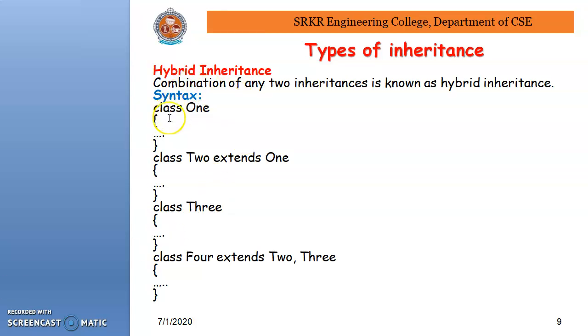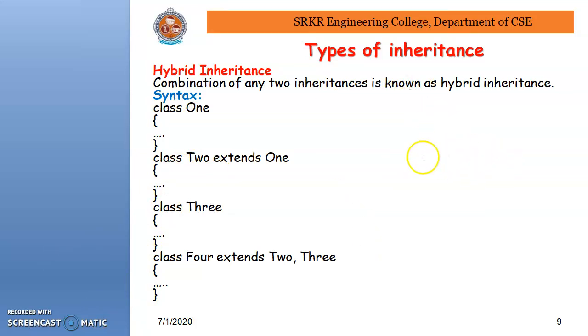That means in hybrid inheritance we have to implement a combination of multi-level and single or hierarchical inheritance. That means one base class with multiple derived classes. So in hybrid inheritance we combine what we want. That means single inheritance with multi-level inheritance, single inheritance with hierarchical inheritance, or hierarchical inheritance with multiple inheritance, like that. This is about the types of inheritance.